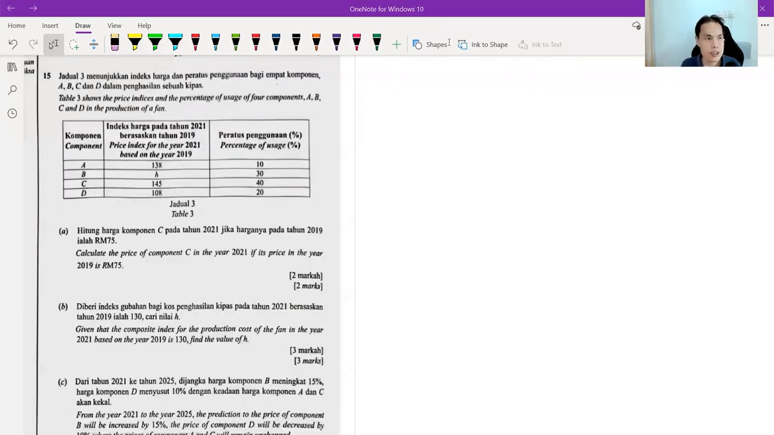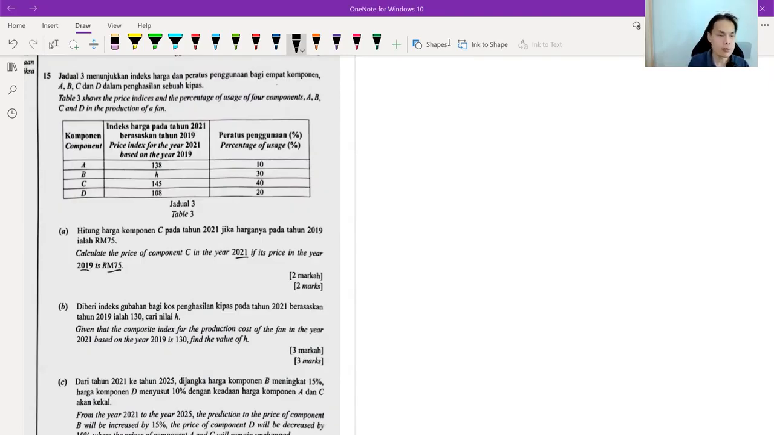Okay, last question, question number 15. This is from the chapter index number. Table 3 shows the price indices and percentage of usage of 4 components A, B, C, and D in the production of a fan. Calculate the price of component C in year 2021 if the price in 2019 is 75 ringgit.